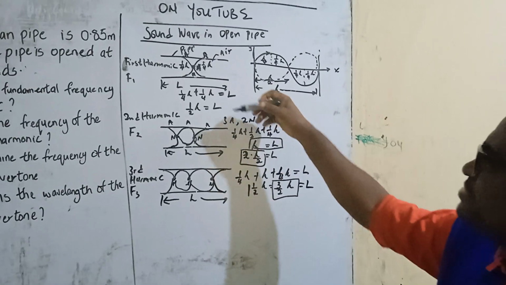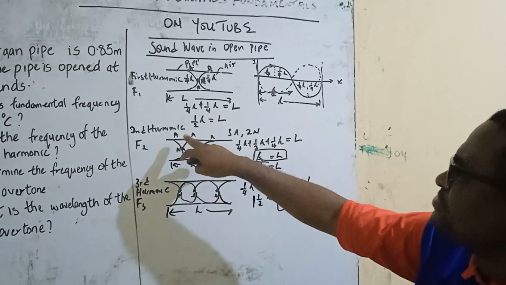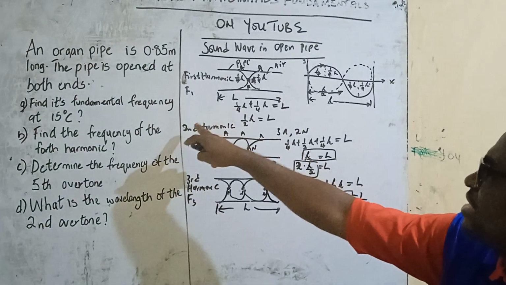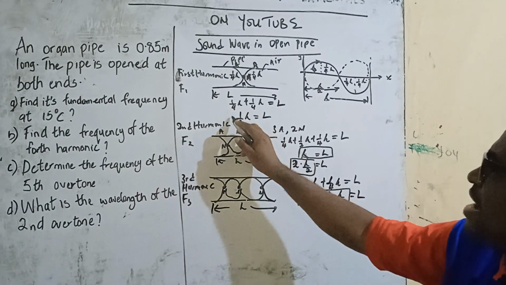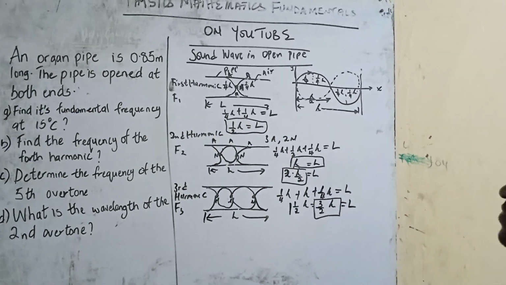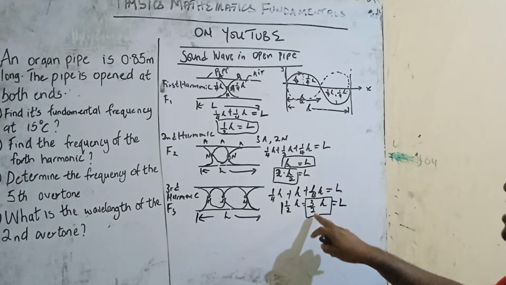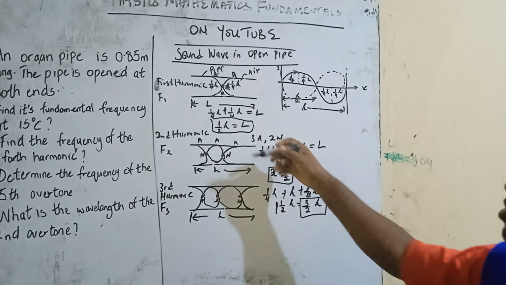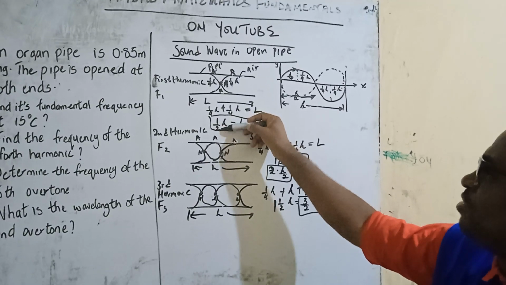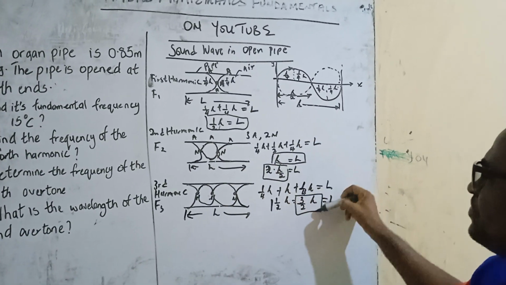If you look at the pattern of what I'm having here, for the first harmonic that I have here, I'm having 1/2. Here I'm having 2 of this, and here I'm having 3 of this. So this half of wavelength is common to each of them.